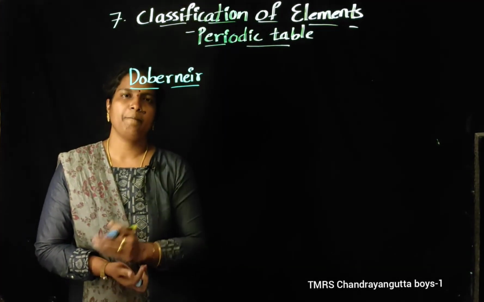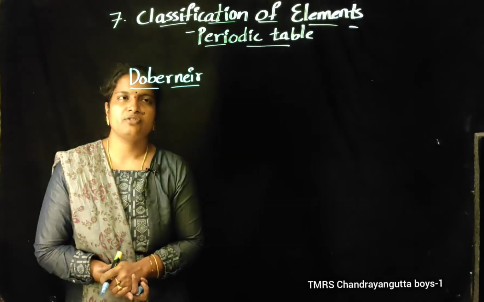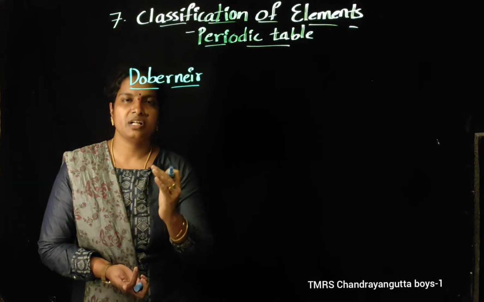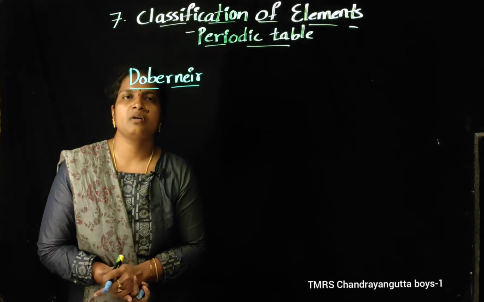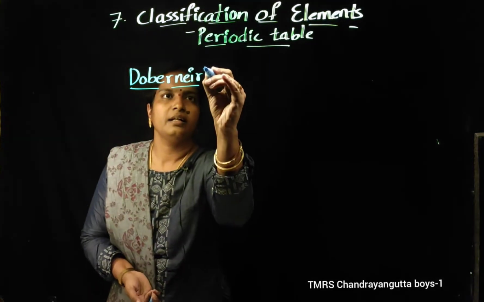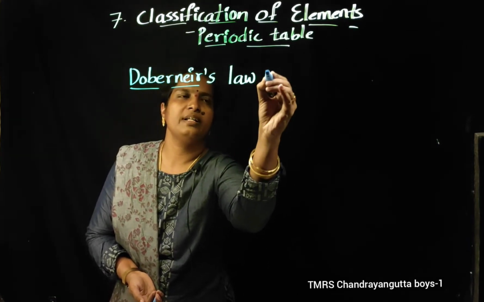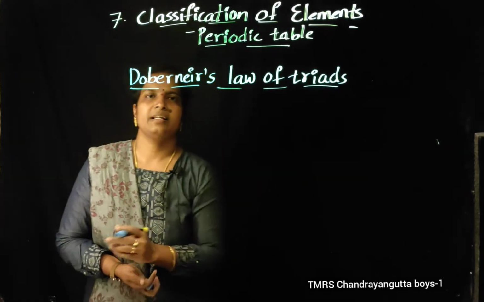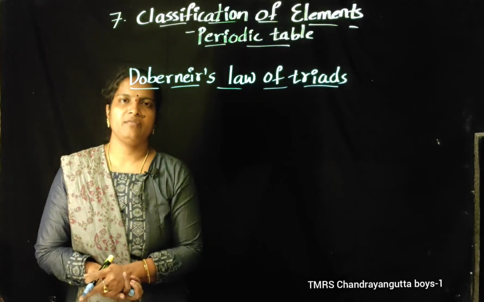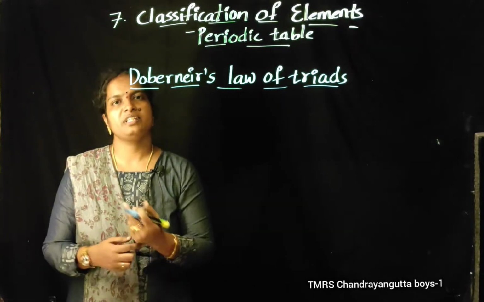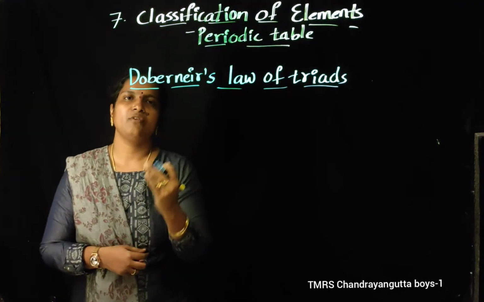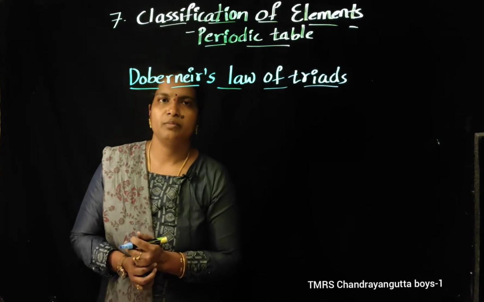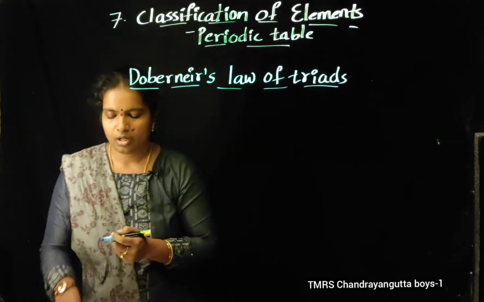When he arranged them in increasing order of atomic masses, he observed that the average of the atomic masses of the first and third elements is equal to the atomic mass of the second element. He gave a law, Dobereiner's law of triads. Tri means three, so triads are three elements from the same family with the same physical and chemical properties. When arranged in increasing order of atomic masses, the average of the first and third is equal to the atomic mass of the second element.